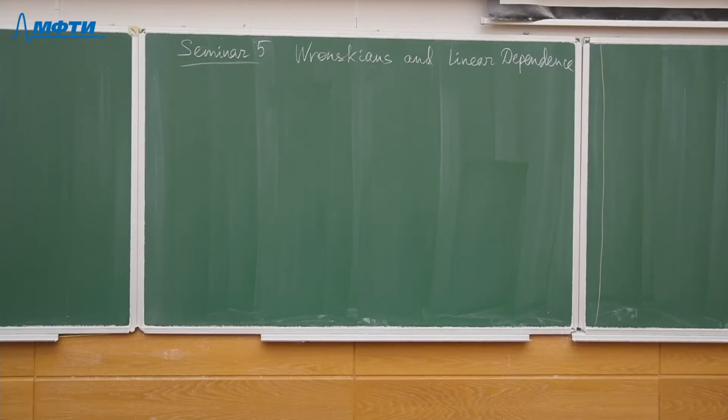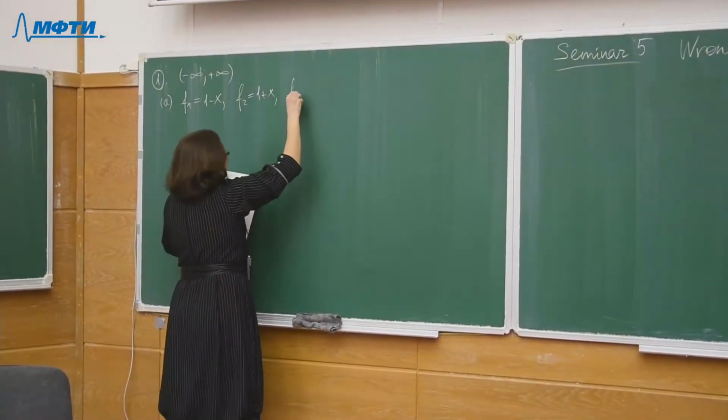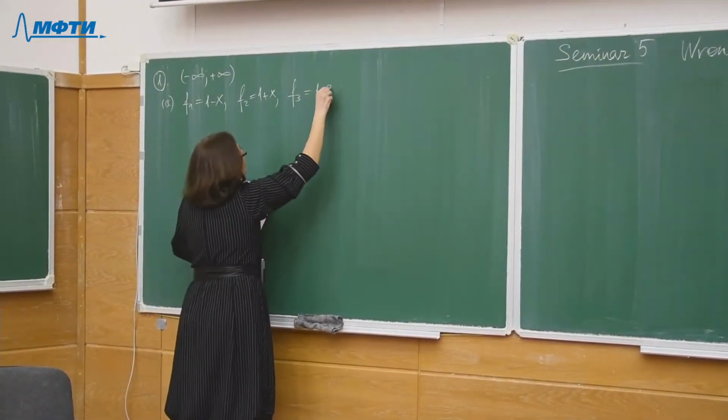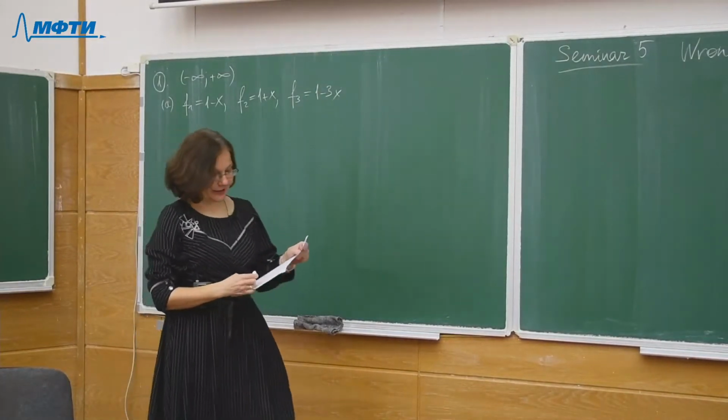So the functions are, there are 3 functions: f1 equals 1 minus x, f2 is 1 plus x, and f3 equals 1 minus 3x. Are they linearly dependent or independent?